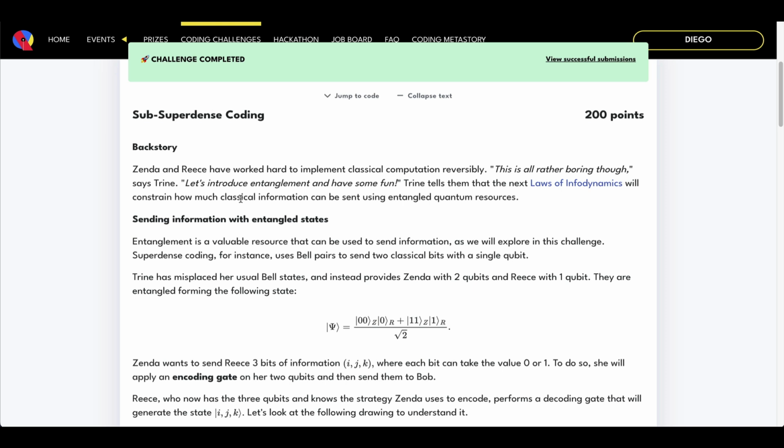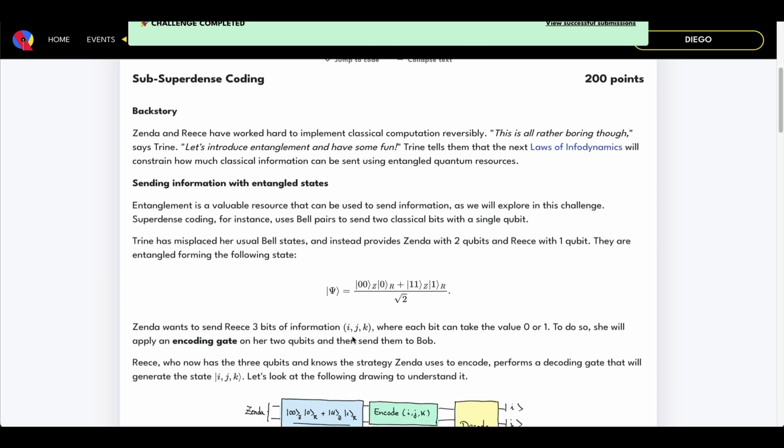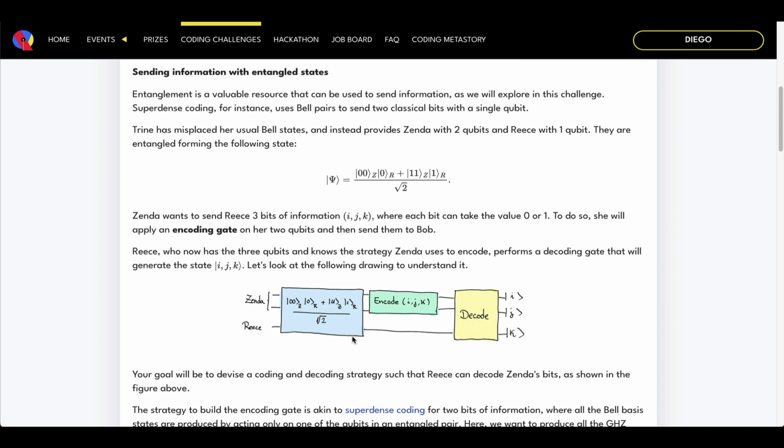This is problem 15 in the QHack 2023 Quantum Coding Challenges, and this one is entitled Sub-Superdense Coding. What we're being asked to do in this problem is to modify the conventional superdense coding protocol so that instead of encoding 2 classical bits in 1 qubit, here we want to encode 3 classical bits in 2 qubits.